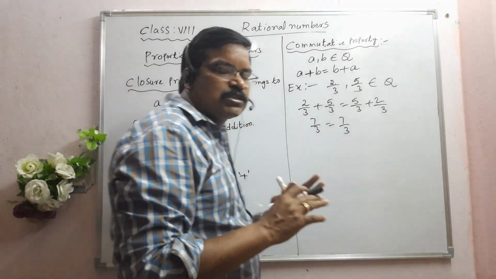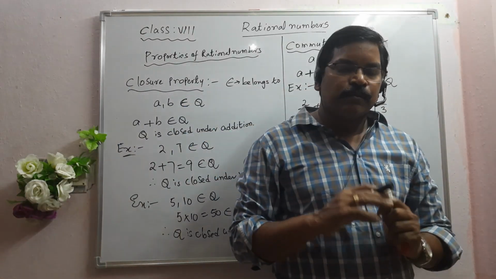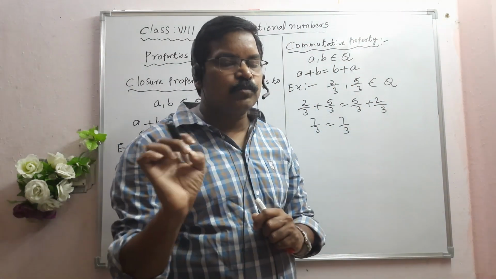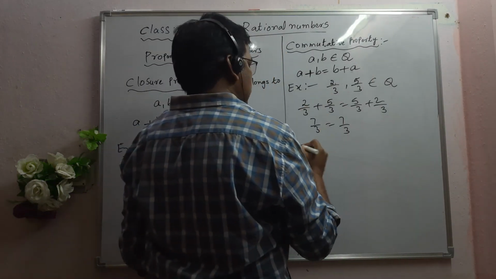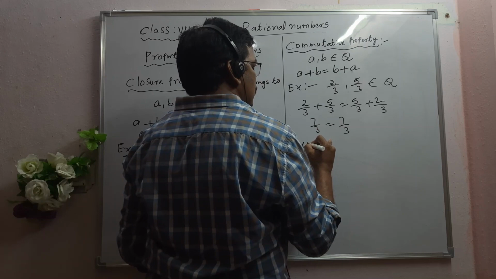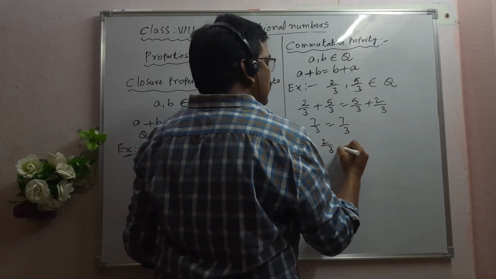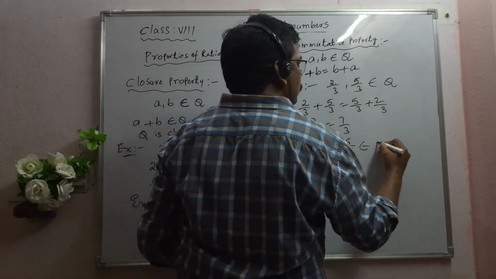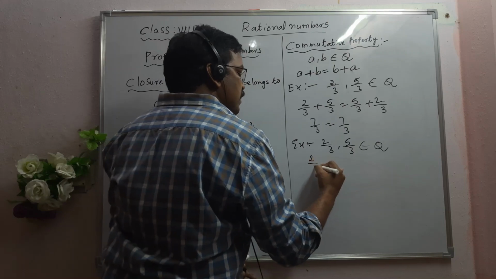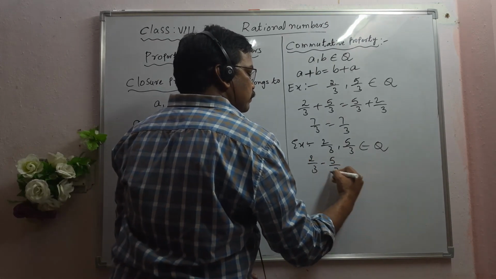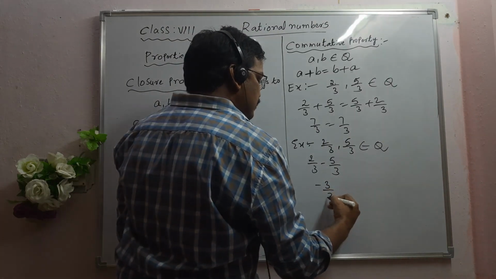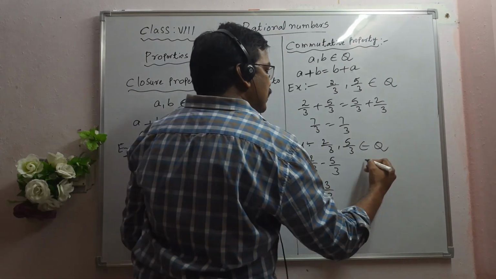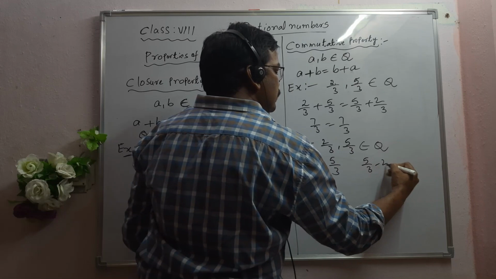Multiplication is also possible for rational numbers. But for subtraction, the commutative property does not satisfy. See, I can give you an example here. This same example I will take. 2 by 3, 5 by 3 belong to Q. See, 2 by 3 minus 5 by 3. What is this? That is minus 3 by 3, that is minus 1.